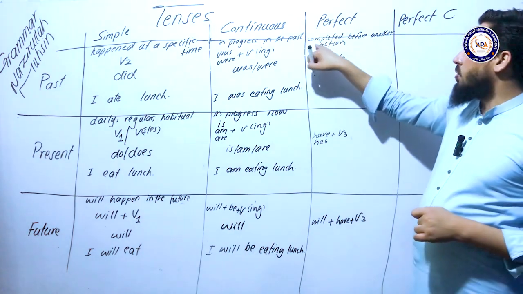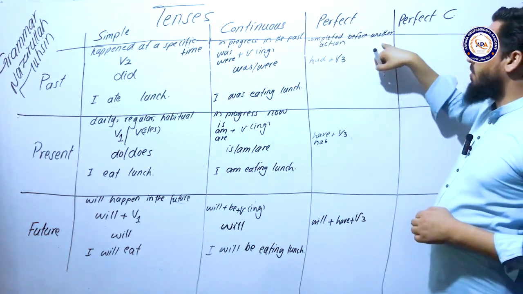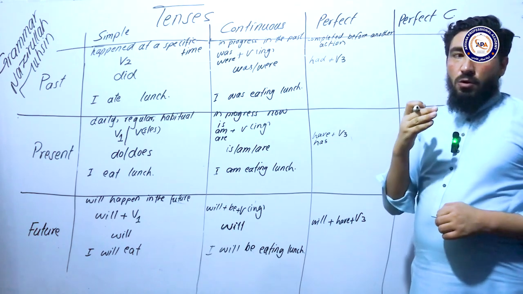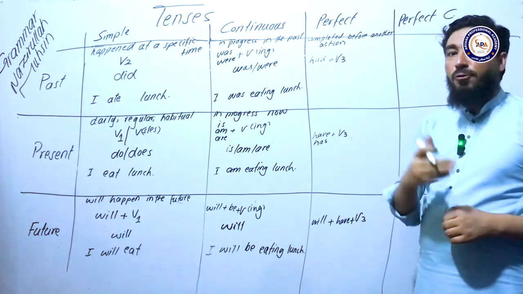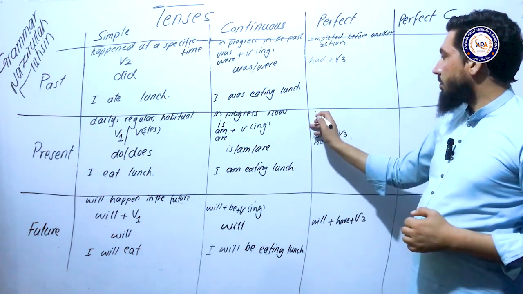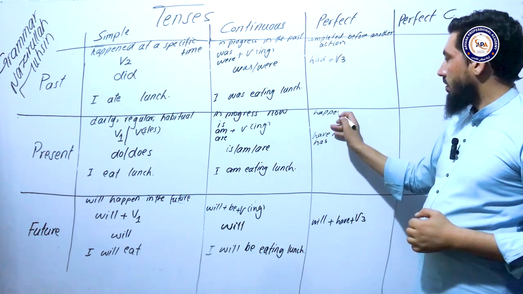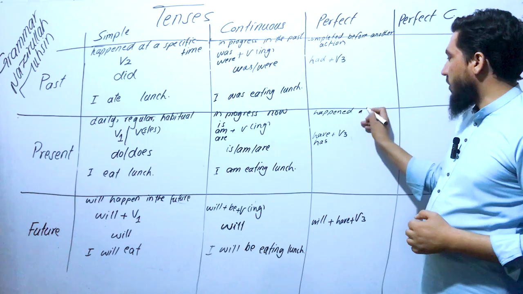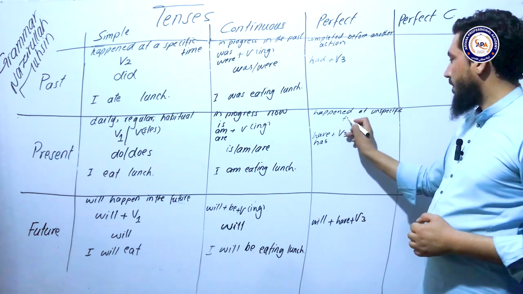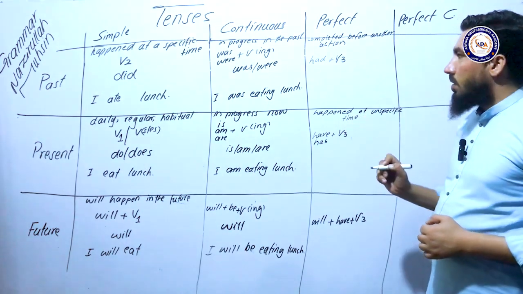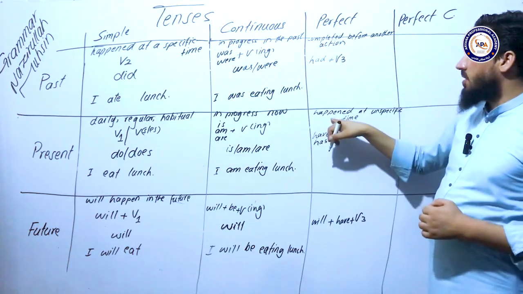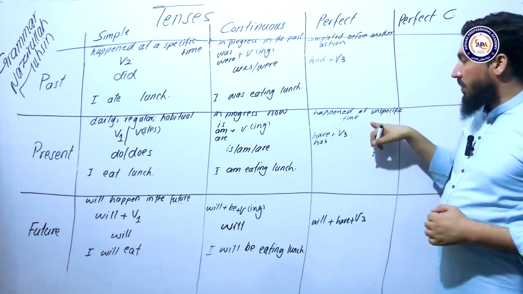So past perfect tense shows an action which was completed before another action in the past, and present perfect shows an action which started and ended before now. It means the time is unspecific, the action happened at an unspecific time. Simple past shows an action which happened at a specific time. In present perfect, it happened at an unspecific time in the past.